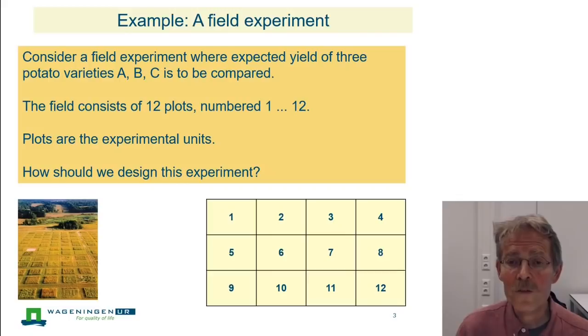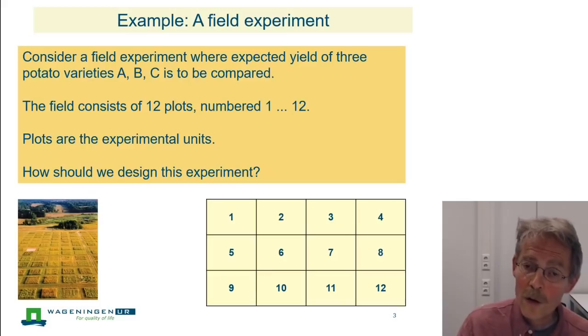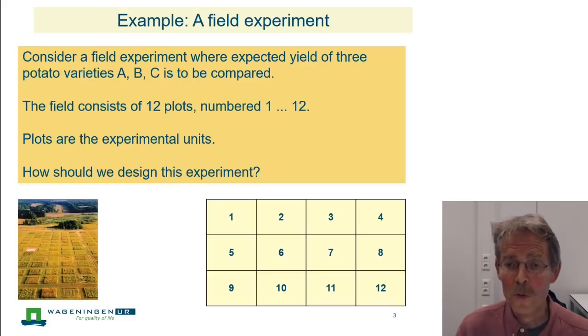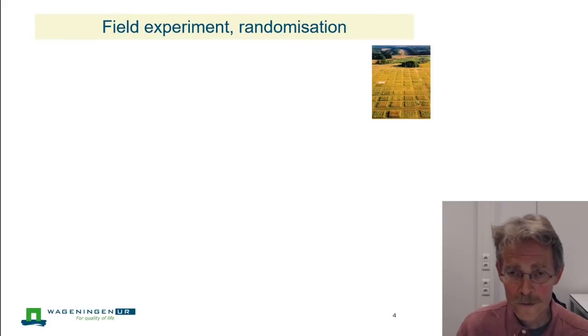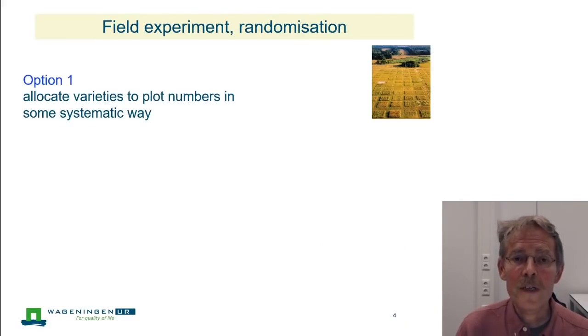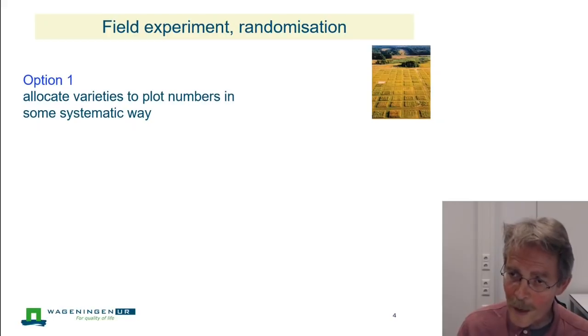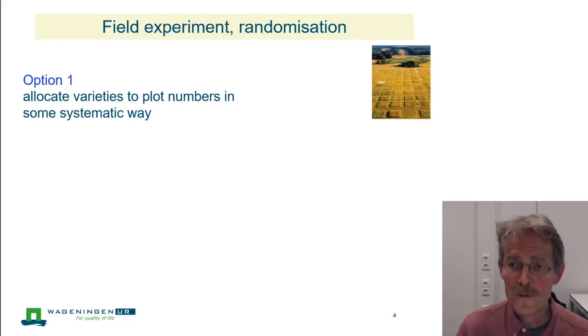So the question is, how do you assign the different potato varieties to the plots? That's a design matter. You have to decide what goes on plot 1, what will go to plot 2, etc. Okay, let's see. A first option is to do it in some systematic way. The advantage of that is, of course, that if you do it systematically, it's less easy to make a mistake.